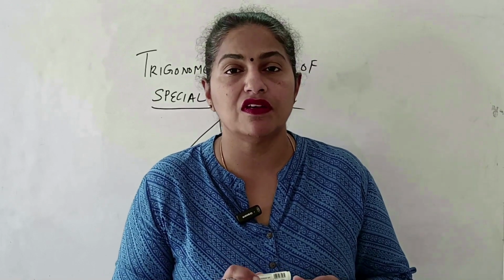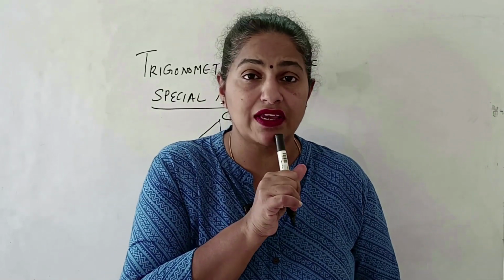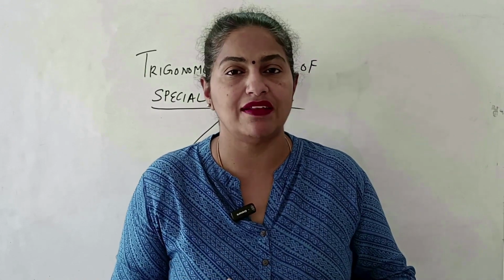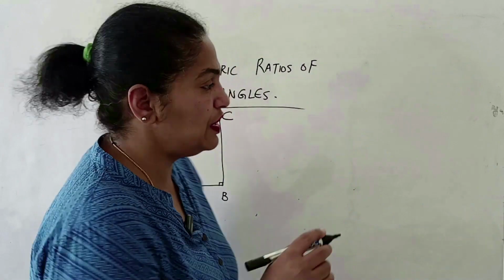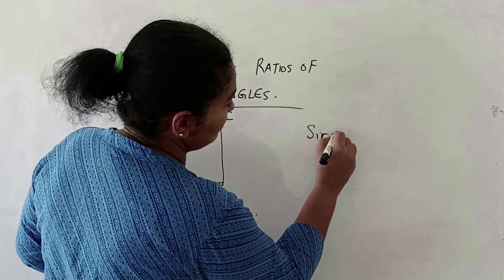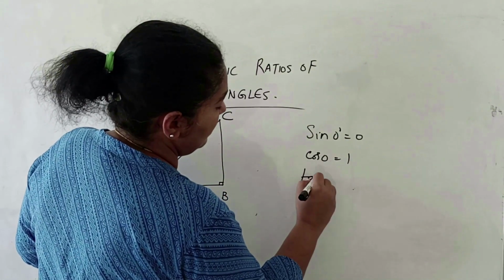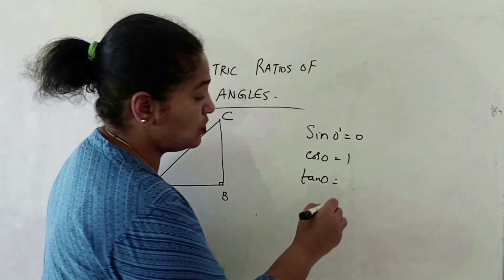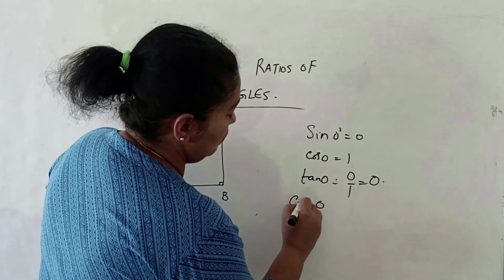Now let us talk about the 90 degree values. Before we move on to the trigonometric ratios of 90 degrees, we have found out only the values of sine 0 and cos 0. We forgot about tan 0, cosec 0, sec 0, etc. So let me do that also. We know sine 0 is equal to 0, cos 0 is equal to 1, and tan 0 is sine 0 by cos 0, which is 0 by 1, which is 0.